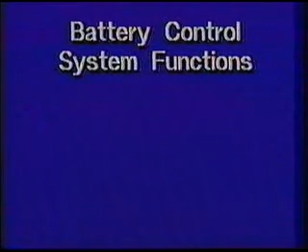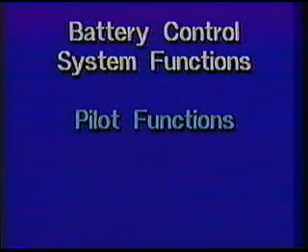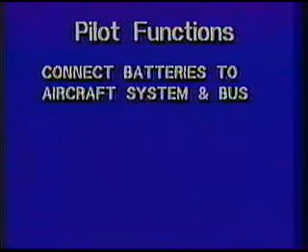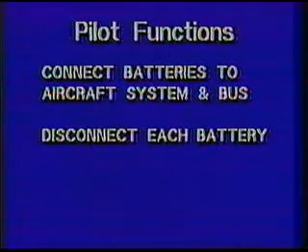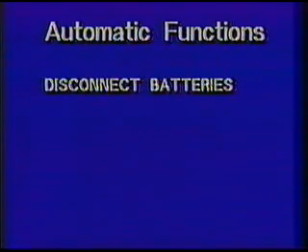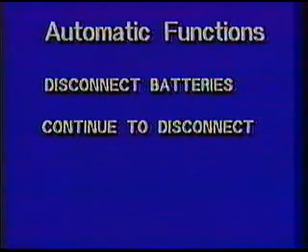The battery control system has several key functions, which we'll divide into two categories: those accomplished by the pilot manually and those which occur automatically. The pilot functions include being able to connect the batteries to the aircraft system and to the battery bus, to be able to selectively disconnect each battery, and to be able to put the batteries back on the line through a reset function, should the battery fault system disconnect them automatically. The automatic functions include the disconnection of both batteries, should there be an actual fault with the battery wiring, and to continue to disconnect a malfunctioning battery system, even if the pilot attempts to reset it.